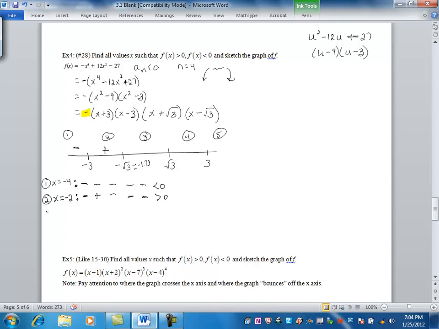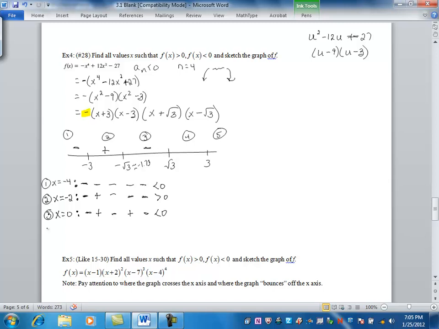Let's take a look at region 3. That's coming between negative 1.73 and 1.73. How about our friend x equals 0? We've got the negative in front. Now I'm going to put 0 in. 0 plus 3, that's positive. 0 minus 3 is negative. 0 plus root 3 is positive, and 0 minus root 3, that's negative. 3 negatives multiplied together times 2 positives, that's going to give me a negative result.